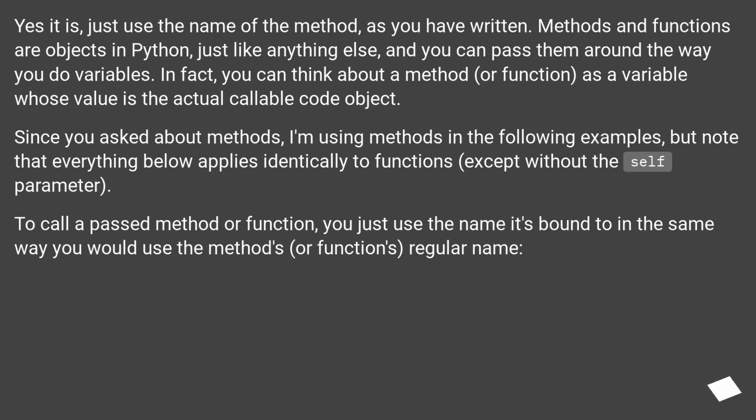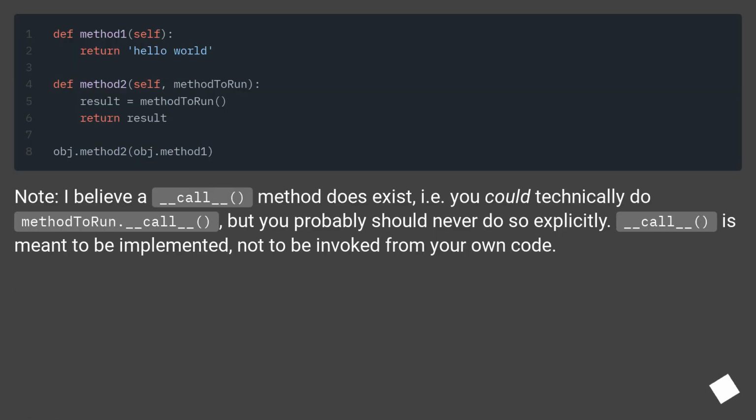To call a passed method or function, you just use the name it's bound to in the same way you would use the method's, or function's, regular name. Note, I believe a __call__ method does exist, i.e. you could technically do method to run __call__, but you probably should never do so explicitly. __call__ is meant to be implemented, not to be invoked from your own code.